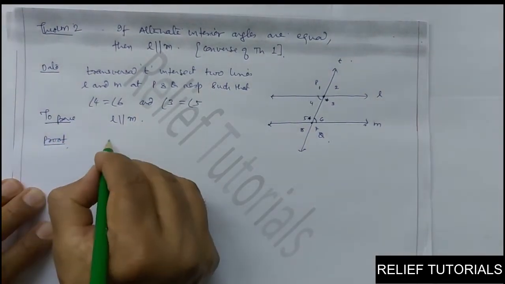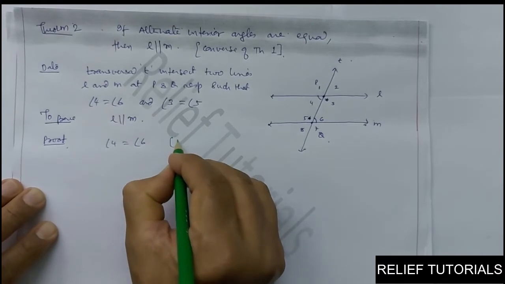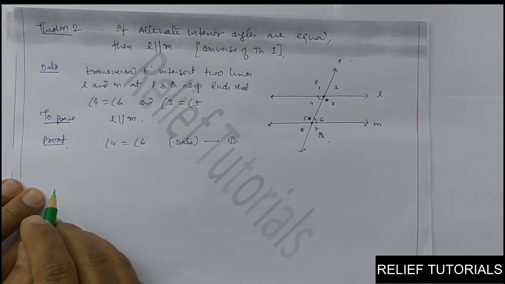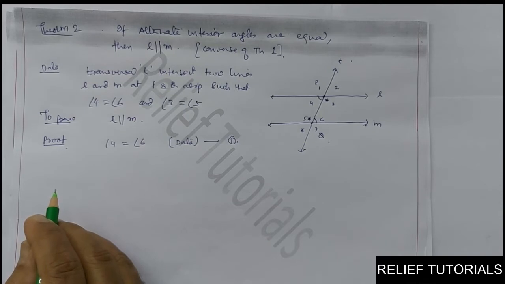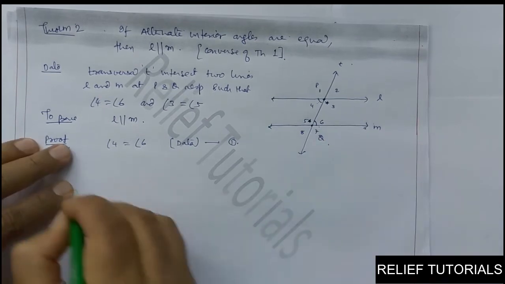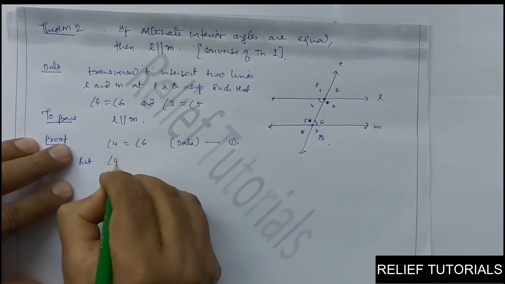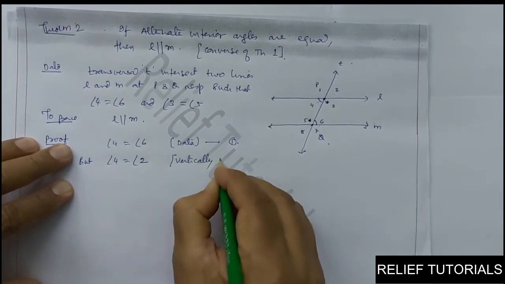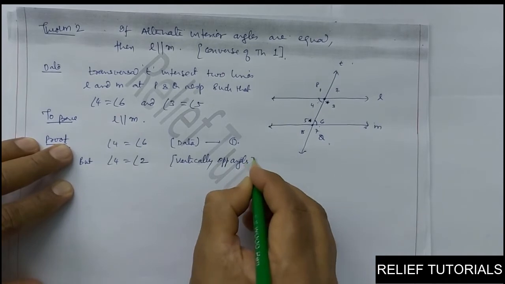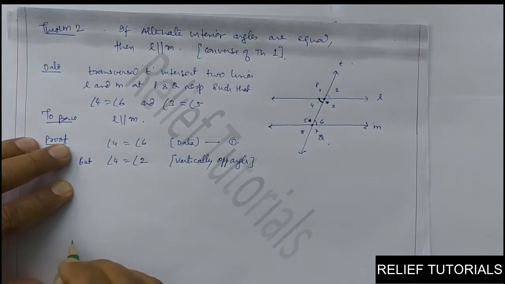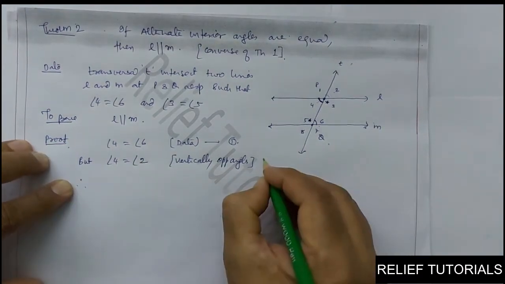So now it is given that angle 4 is equal to angle 6. From where we got this? From data. Clear? So it is given that 4 is equal to 6, but you know that angle 4 is equal to angle 2. Why? Vertically opposite angles. Any doubt? See, this 4 is equal to this 2. Why? They are vertically opposite angles. So therefore, this we will take as 2.